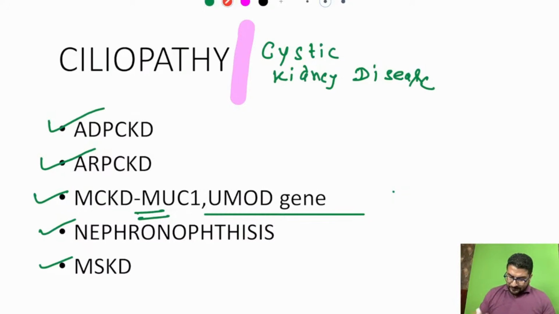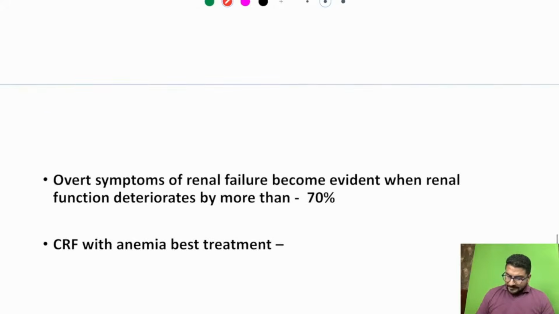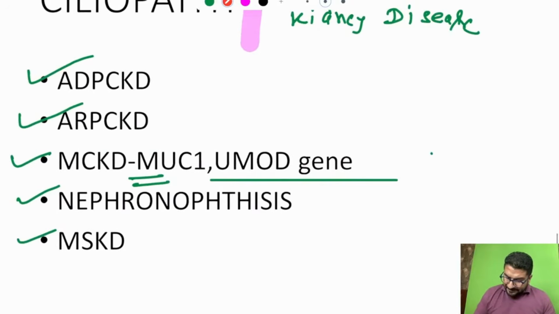But for exam purposes, most important will be ADPCKD and ARPCKD because these are the common things which they ask in exam. ये बार बार पूछते हैं. अब इसको समझो एक बार. In ADPCKD, what they ask you, this is a defect at chromosome 16 or chromosome 4. ARPCKD is a defect at chromosome 6.